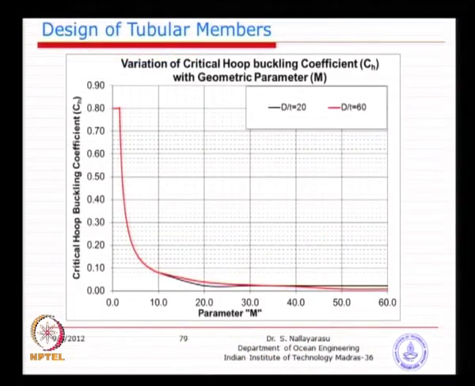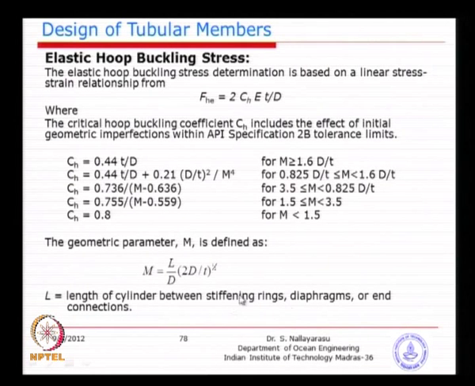So, you find the elastic stage using the buckling coefficient CH, which is defined by a 5 or 6 stage equation relating to the geometric parameter, defined as M. Initially, if you do not have rings, M is the length of the member between the supports, and when you start providing rings, it becomes the spacing between the rings.